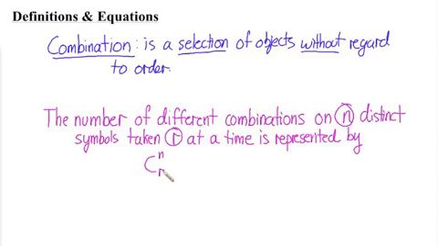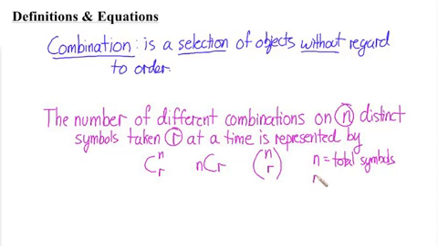So the 3 ways that I can write a combination are like so. C, with a superscript of N, and then a subscript of R. Or I can write the N first, and then the C, and then the R. Or I can use just parentheses with N over R. Again, N is the number of total symbols, and R is the number of symbols taken. I'll show you an example of how this works in just a second.